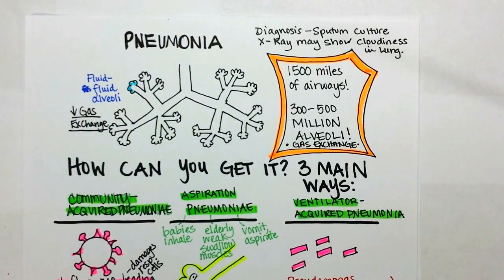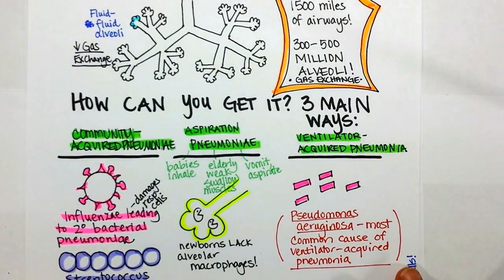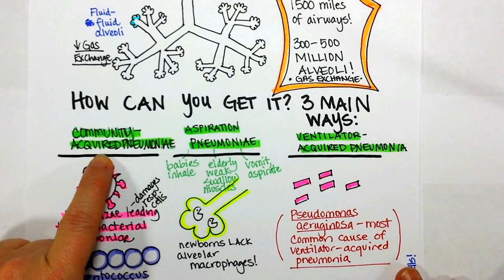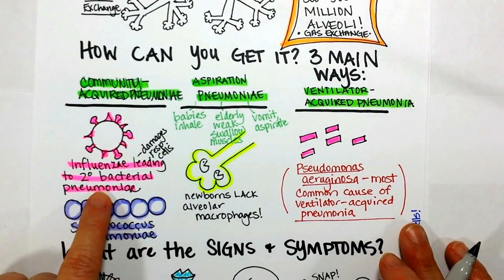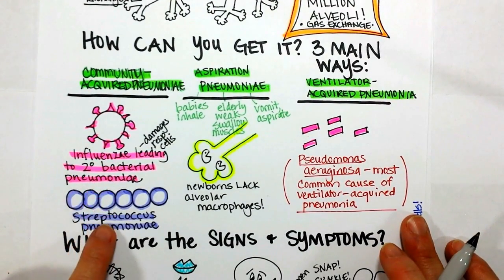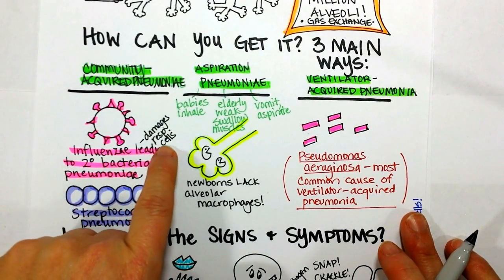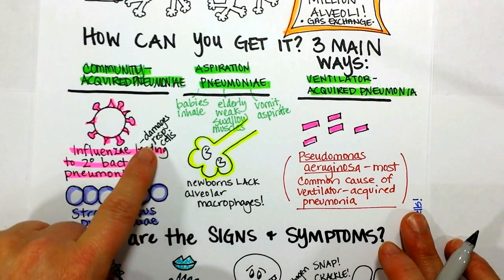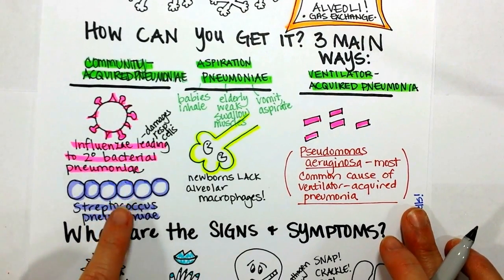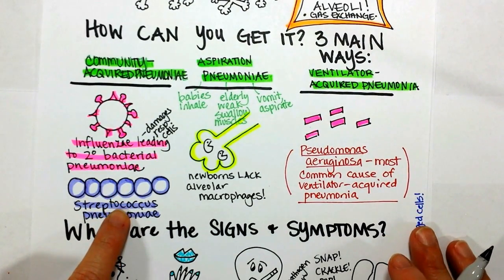Okay, so how can you get pneumonia? There are three main ways. Community acquired, most likely a secondary bacterial infection of Streptococcus pneumoniae. The influenza virus can damage our respiratory cells, and when that mucous membrane is damaged, then strep can come in and cause an infection.